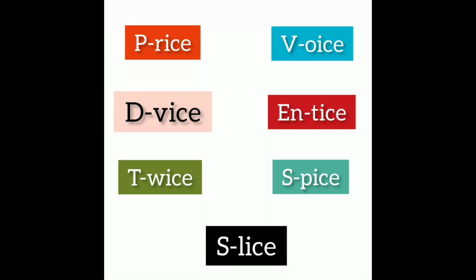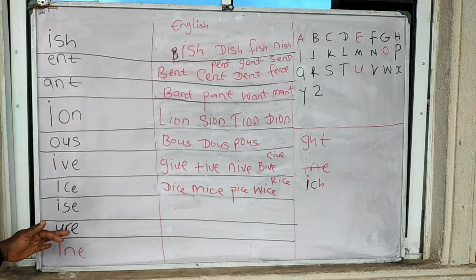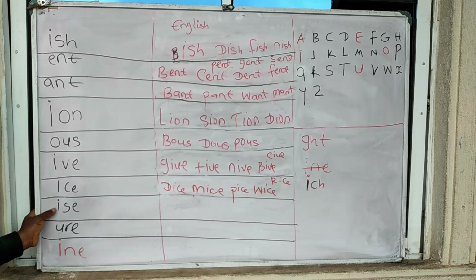And we have this list of words: price, voice, device, entice, twice, spice, slice. So the next one is the E sound. This is the E sound because this is S, while this is C.